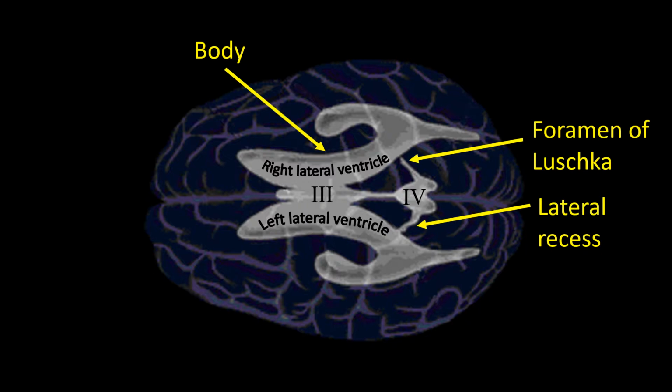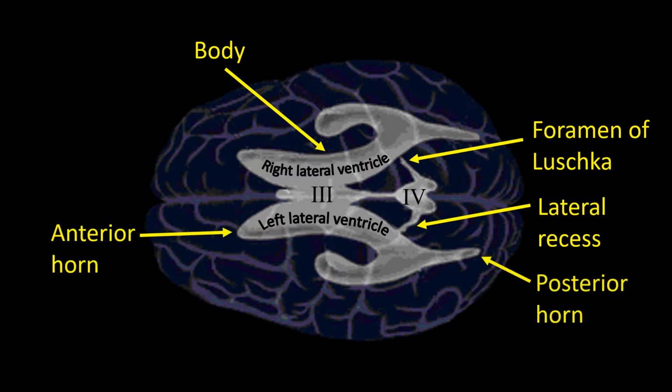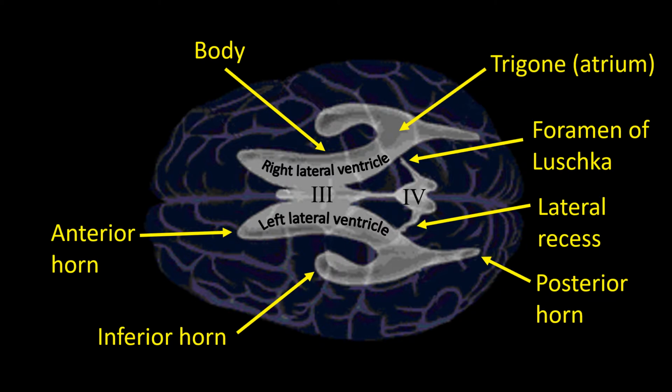In the lateral ventricles, we can see in this view the body, the anterior horn, the posterior horn, and the inferior horn. We can also see the trigone, as you can see in this frame. Now we're going to move to the anterior view of the ventricles.